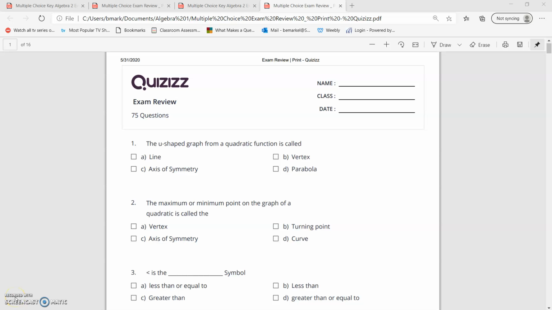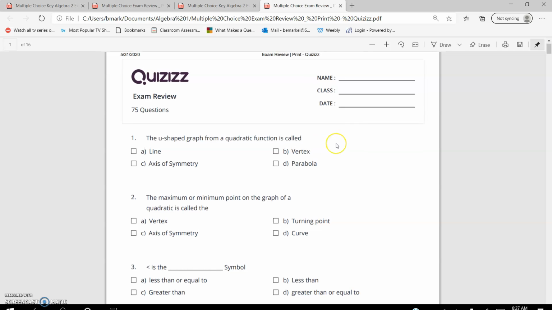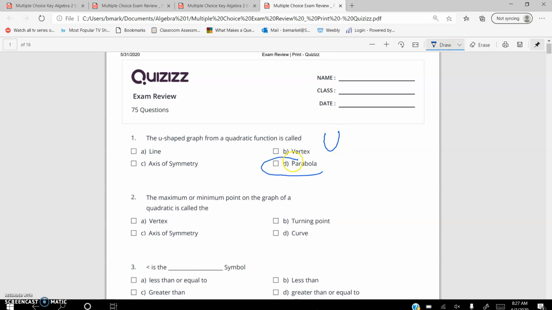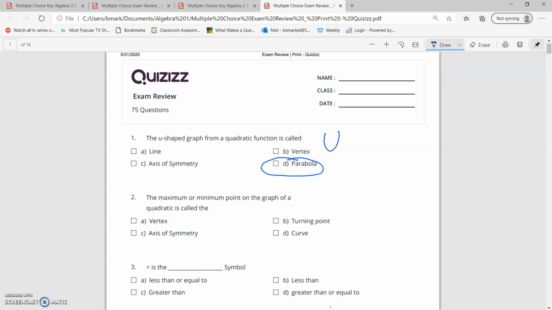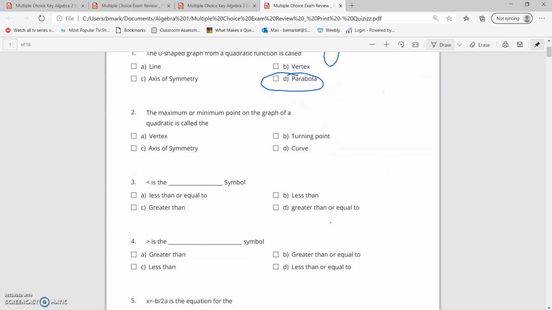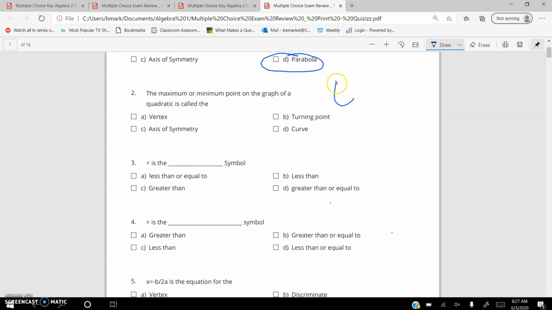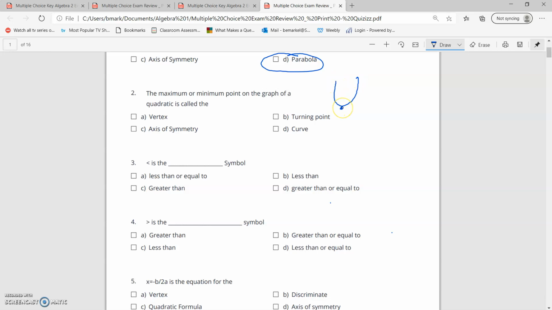The U-shaped graph of a quadratic function, this U, is called a parabola. The maximum or minimum point on a graph of a quadratic, so this end point right here, this turning point right here, is called my vertex.